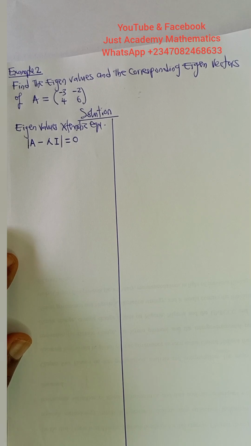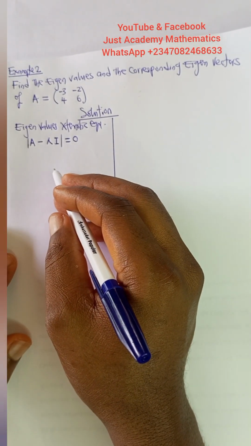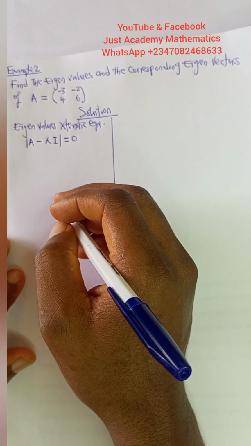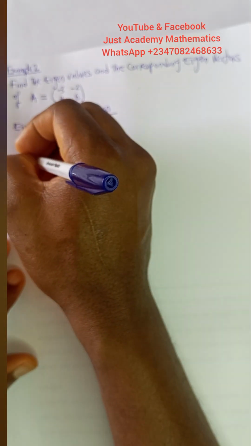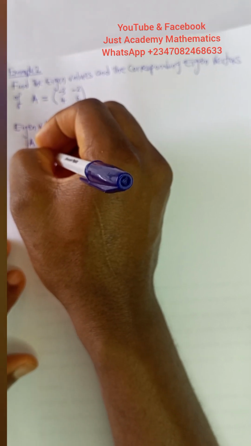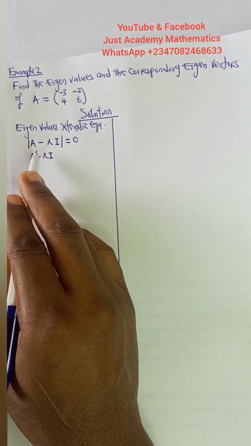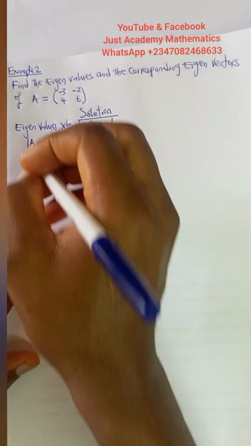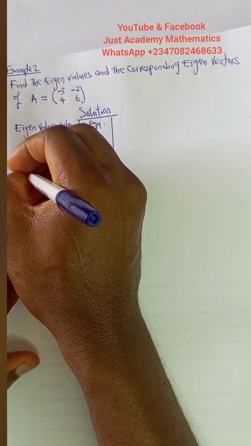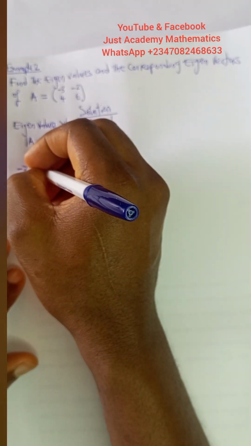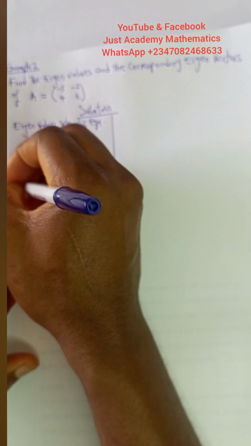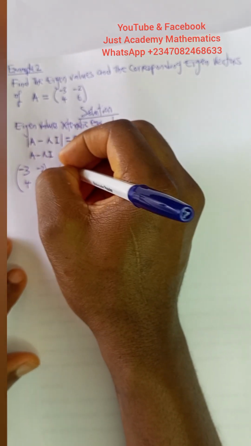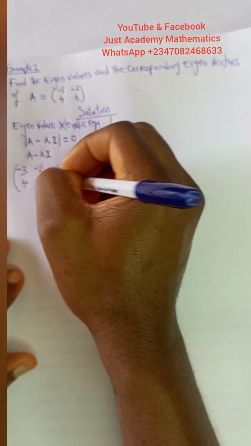The lambda here now represents the what? The eigenvalue. So what we now need to do is to get the value of A minus lambda times identity. That is what is inside this absolute value sign. And what is A? Matrix A is -3, 4, then -2, 6, then minus lambda times what is identity? 1, 0, 0, 1. This is identity.